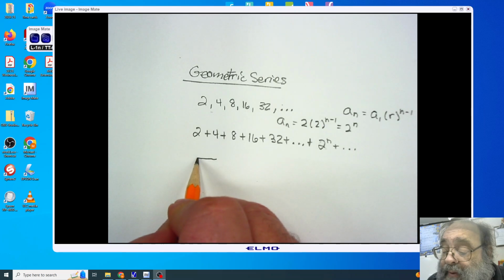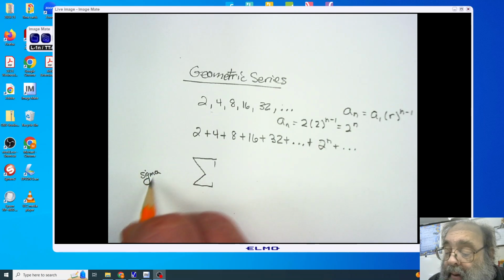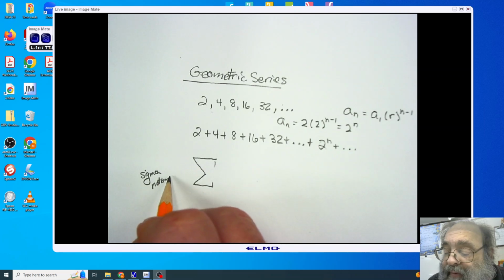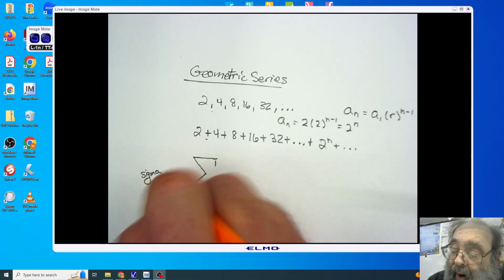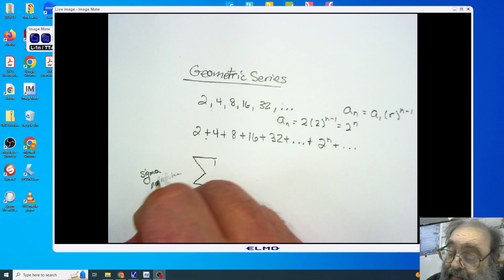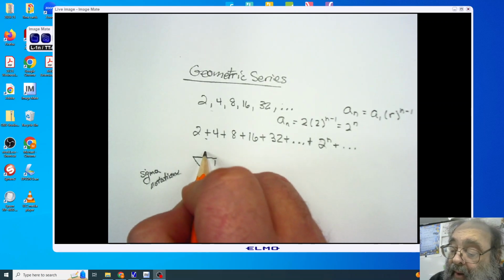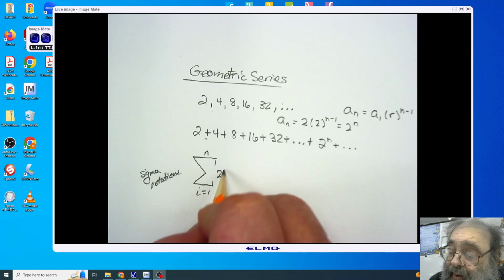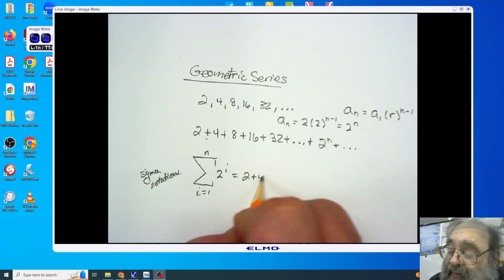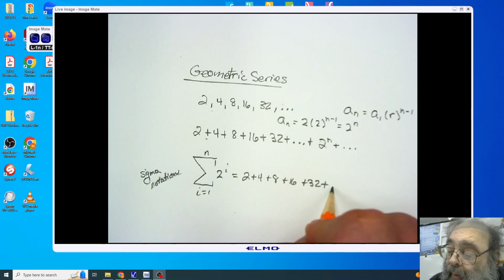Now, if I wanted to write this in a formula base, I would want to write it into what is called sigma notation. Often referred to as series notation. There we go. And we would start at 1 and go up to n. And notice this is 2 to the i, and therefore we would have 2 plus 4 plus 8 plus 16 plus 32 all the way up to n.